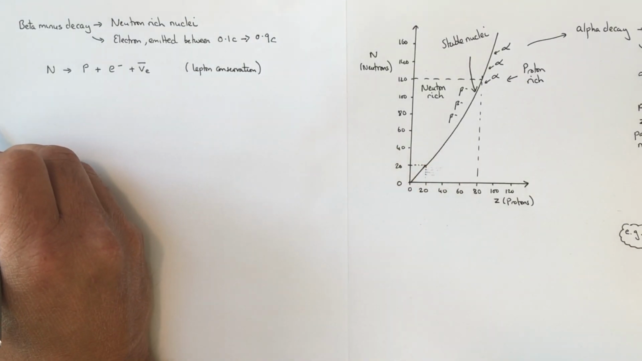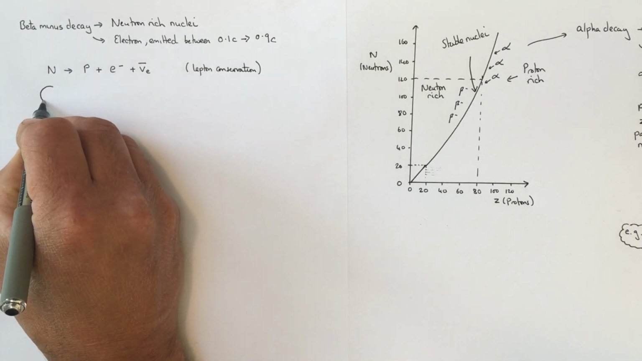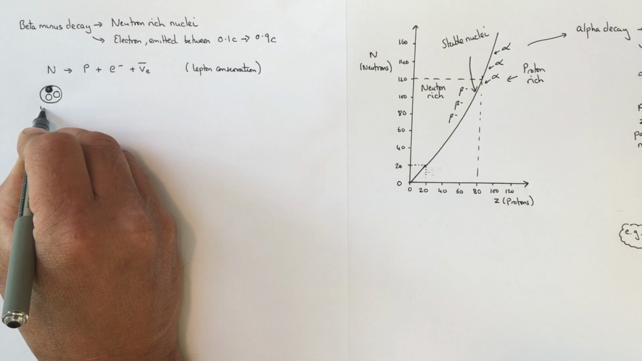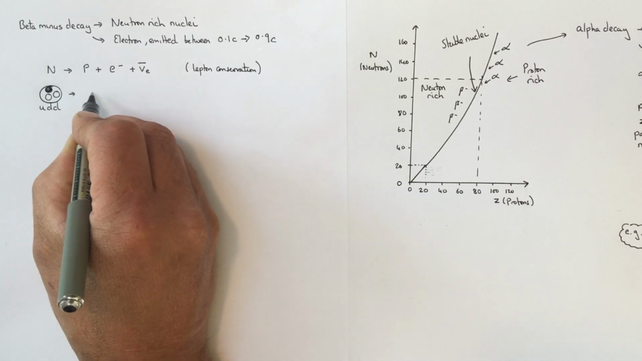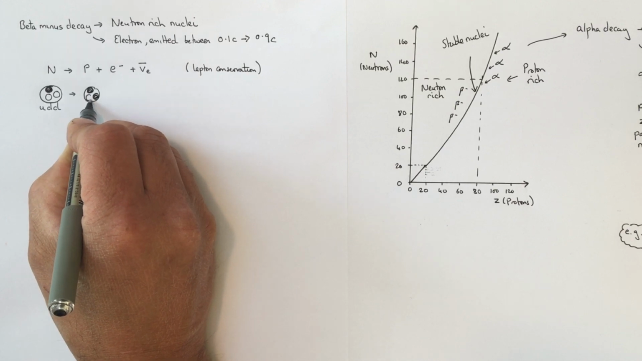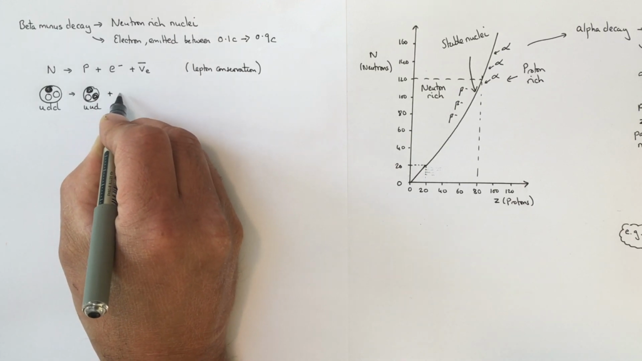So a reminder from the work you've already done, it's the weak nuclear force that's responsible for this decay from the neutron to the proton, and of course it happens because one of the down quarks changes into an up quark.